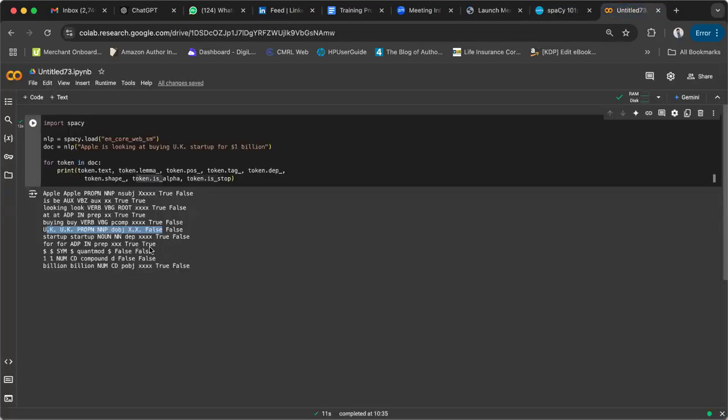And again, what is this symbol? Is it also a character? False. And number, numeric, false. The billion is a character, right? And what is stop? It is underscore stop.